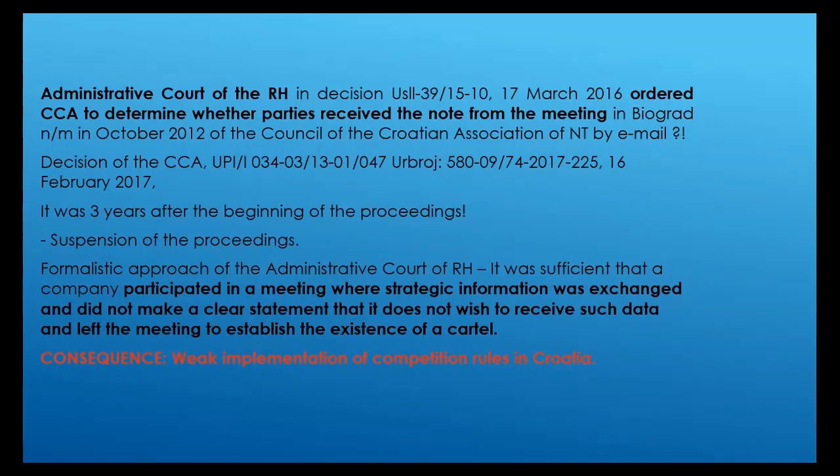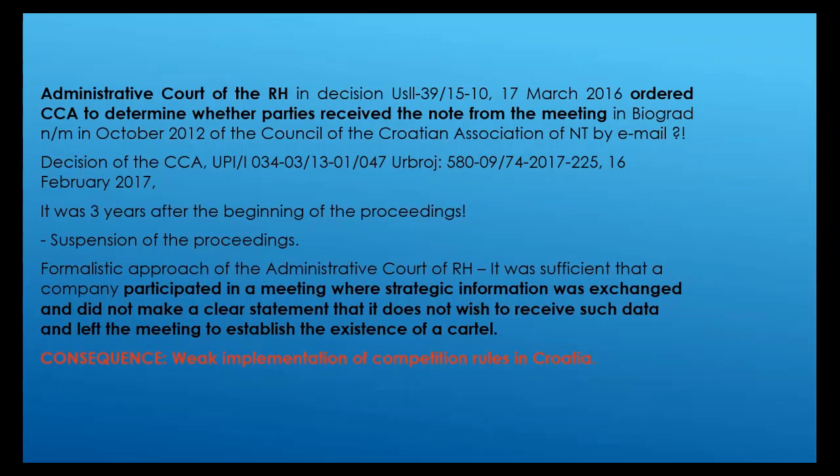And then the parties complained to the administrative court of the Republic of Croatia, which ordered the competition agency to start the proceedings again and to determine whether the parties received a note from the meeting or not. But it was 3 years after the beginning of proceedings, and the competition agency was not able to do that, although in the meantime it bought this forensic equipment which is necessary. But the parties already knew what was going on, which evidence could incriminate them, so they probably deleted those notes from their computers. So the only solution was the suspension of the proceedings.